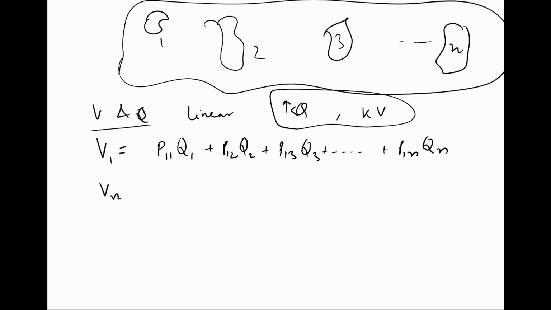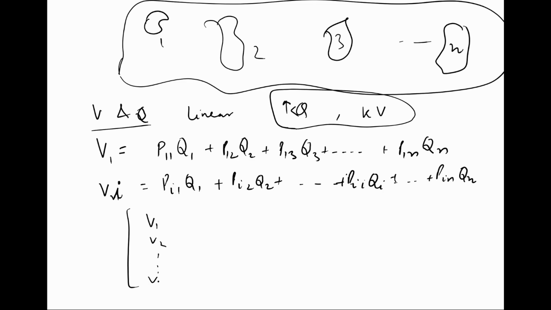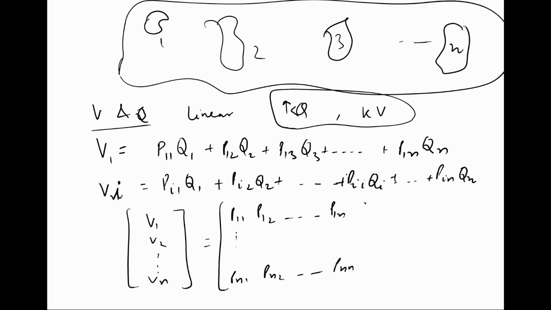Similarly, for the ith conductor, I can write Pi1 Q1 plus Pi2 Q2 plus Pii Qi plus Pin Qn. In matrix form, I can write it as V1, V2, up to Vn equal to the matrix P11, P12, up to P1n, down to Pn1, Pn2, Pnn, multiplied by the charges on the conductors from 1 to n. This matrix is called the coefficient of potential.